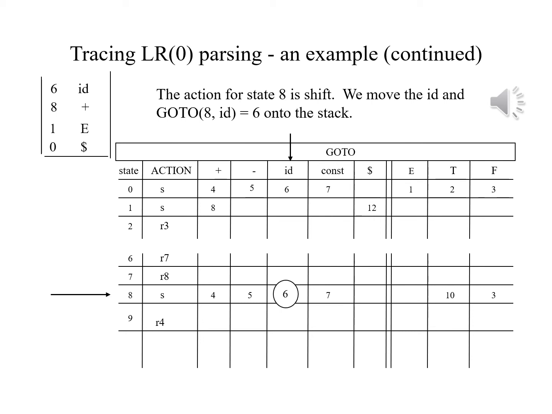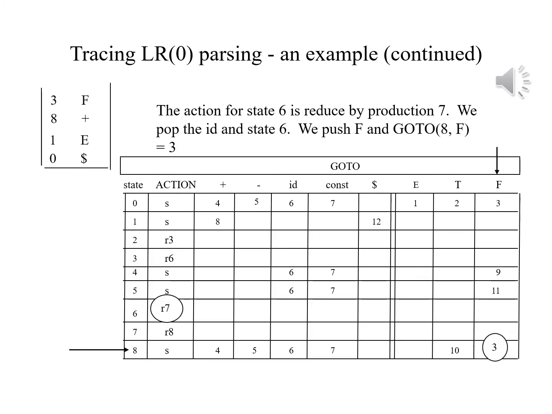The action for state 8 is shift. We move the identifier onto the stack, along with goto of state 8 and identifier, which is state 6. The action for state 6 is reduce by production 7. Factor derives identifier. We pop the identifier together with state 6. We'll push F, the left-hand side of the production, together with the goto of state 8 and F, which is state 3.